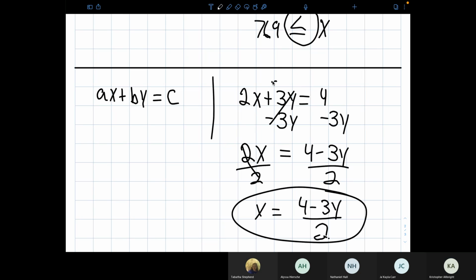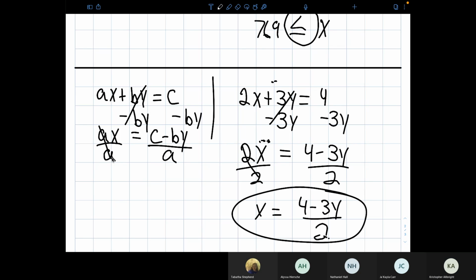So now we're going to subtract our by over. So now we have ax equals c minus by. So exactly the same situation we had right here. And then we divide by a. So we end up with x equals (c minus by) all over a. It's the exact same situation, like we're handling it the exact same way we do with numbers. It's just there are letters there instead.